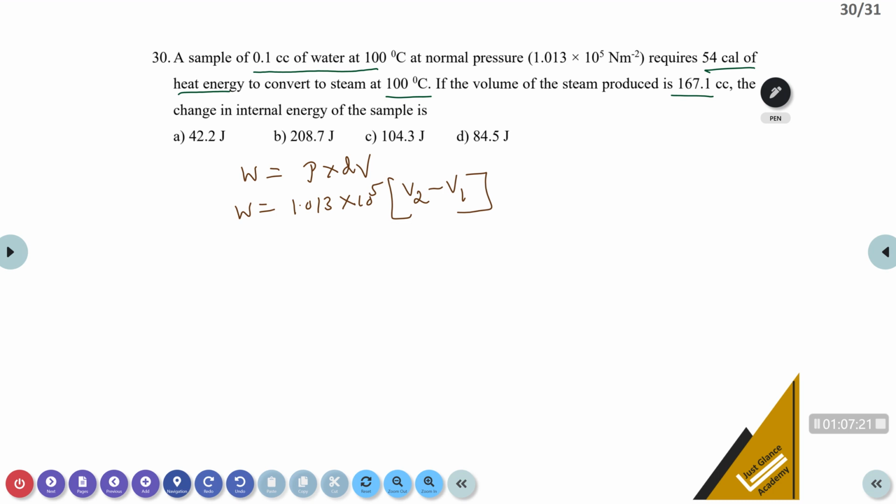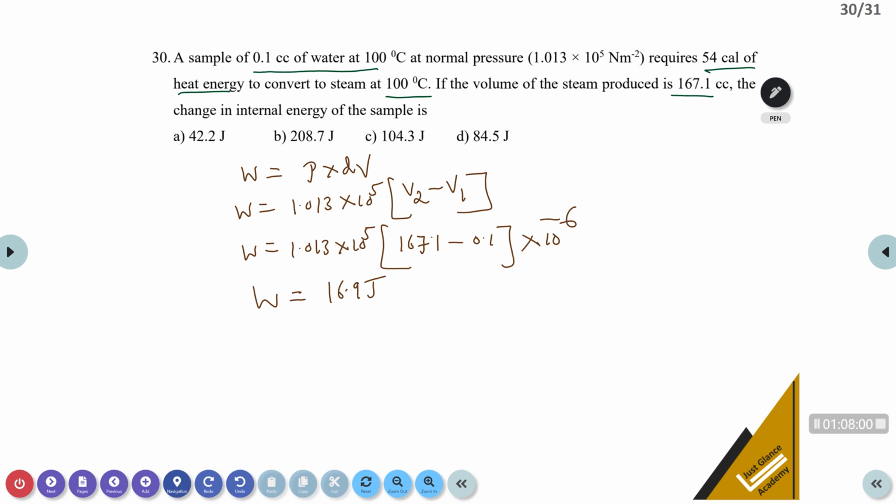Here the final volume is given. Work done equals 1.013 into 10 to the power 5 into 167.1 minus 0.1. The cc is given, you have to convert into cubic meter. You know that cubic centimeter to cubic meter is 10 to the power minus 6. Then this work done translates into 16.9 joules.